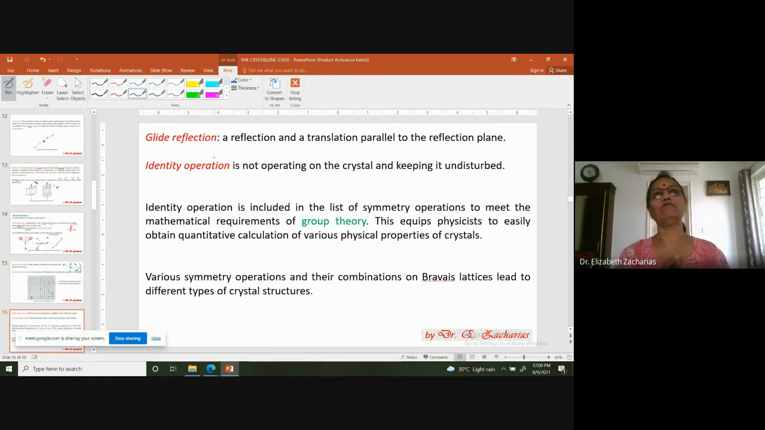Like for example, when we are talking of operating matrices, you do use identity matrices. So in group theory, if you do that kind of mathematics and physics, you will see that this identity operation is actually going to help you do these operations. So that's the reason why, to give a mathematical formulation of this entire thing, you have this identity operation. That's just to meet the requirement of group theory, and it equips physicists to do quantitative calculations when you're talking of the properties of crystal and connecting it to the symmetries.